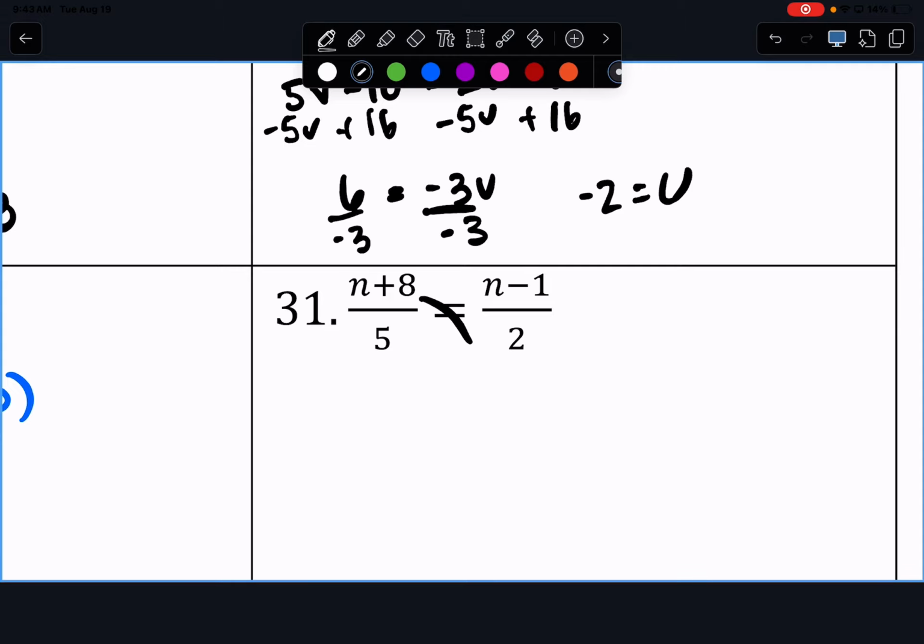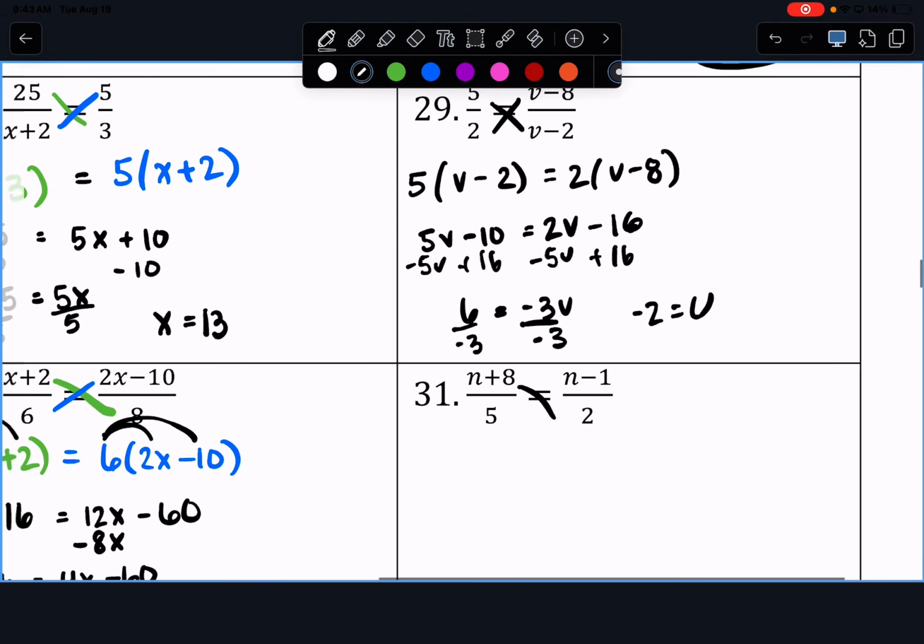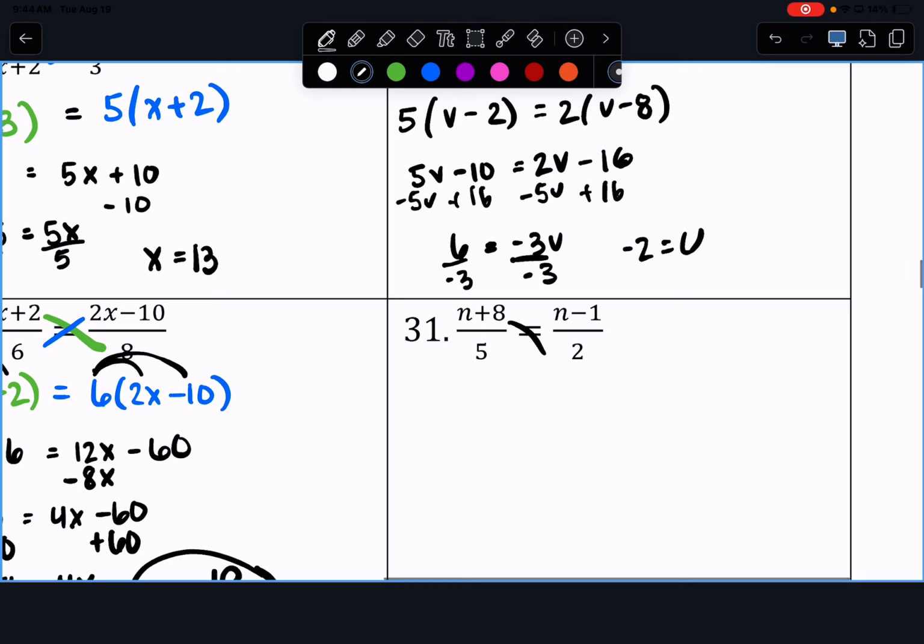Naya, what'd you get for 28? 13. Is that what everybody else got? Any questions about that one? All right. Josh, what did you get for 29? -2. Is that what everybody else got for that one? I'm not good at this, okay? Who did 31? I forgot. Shanala, what did you get for 31? Is that what everybody else got for that one? Perfect. All right. So we have how long?